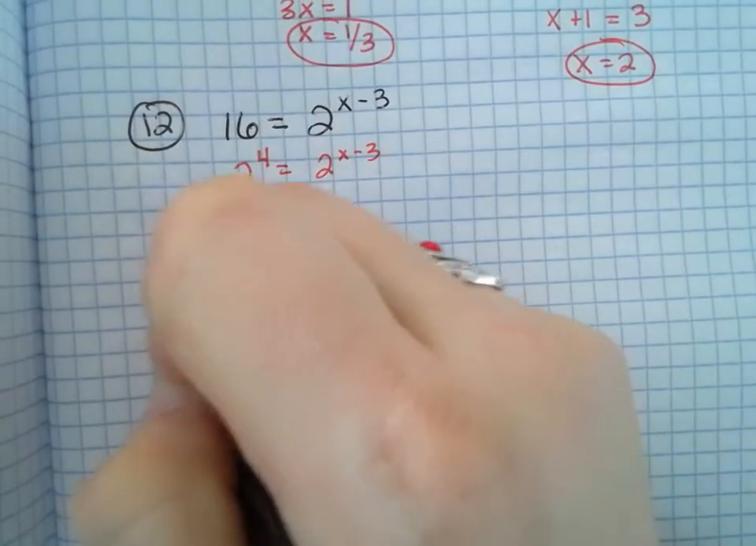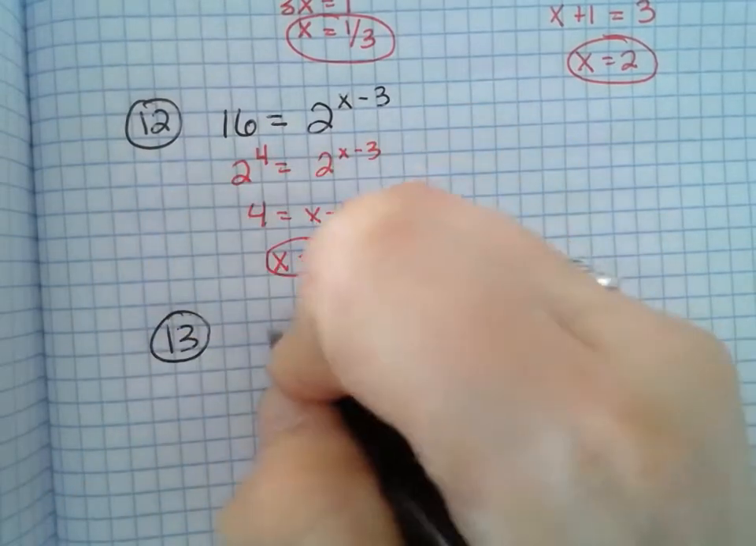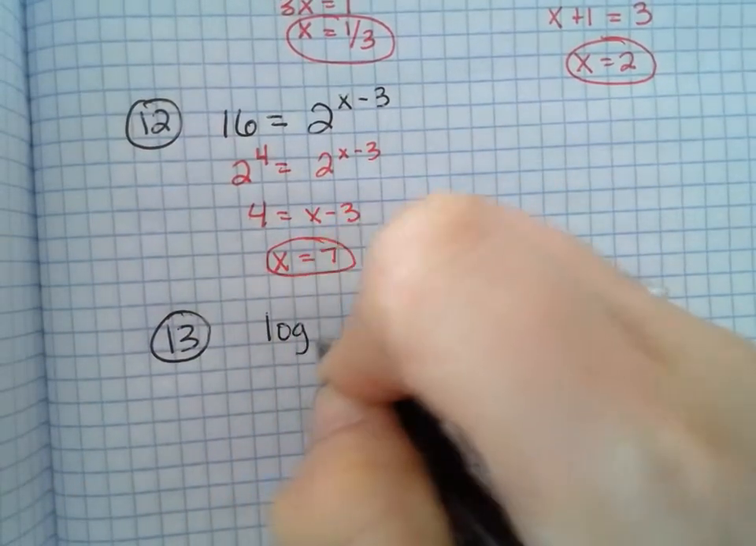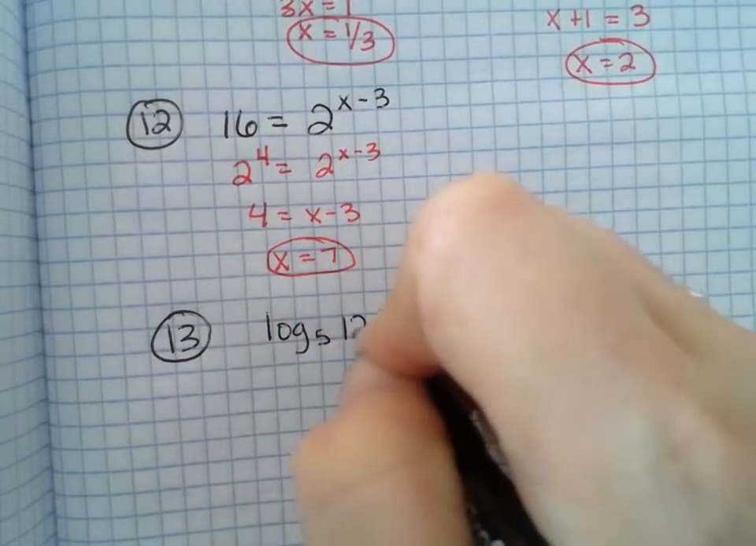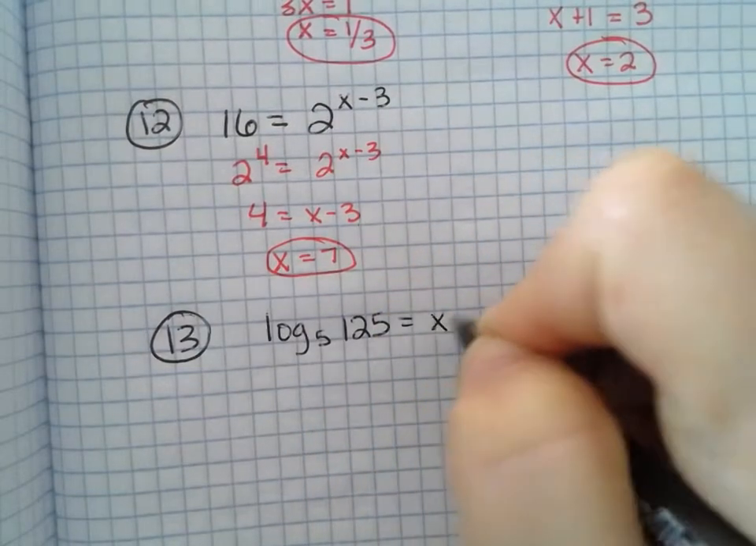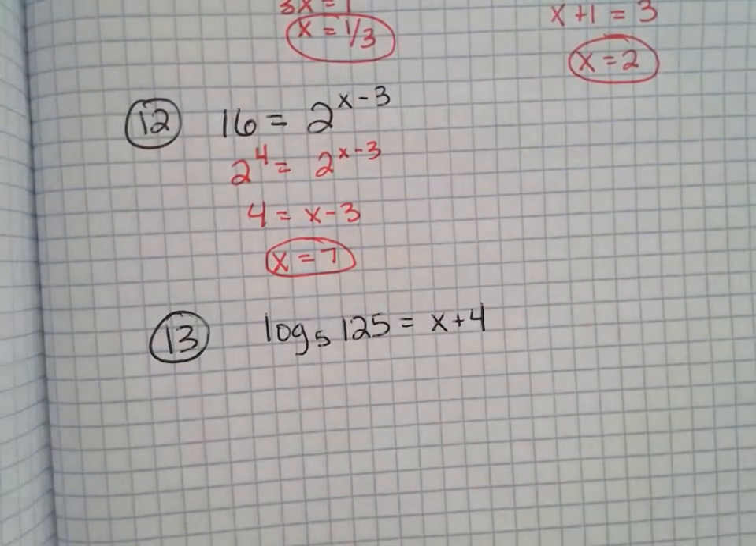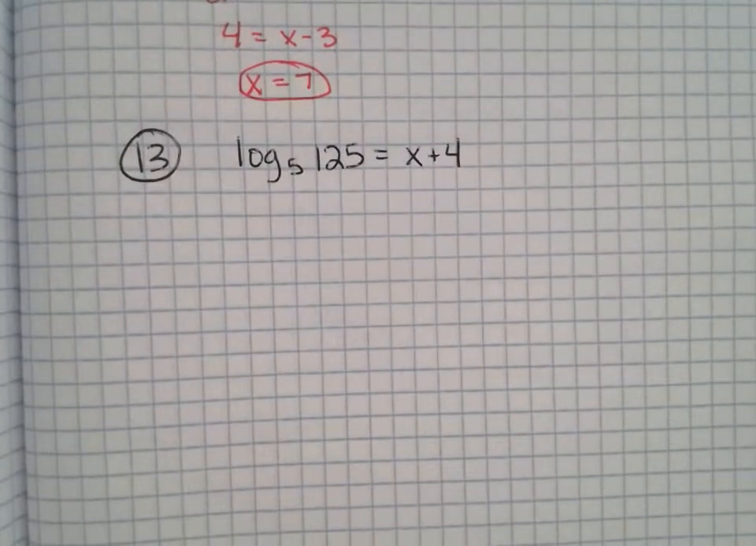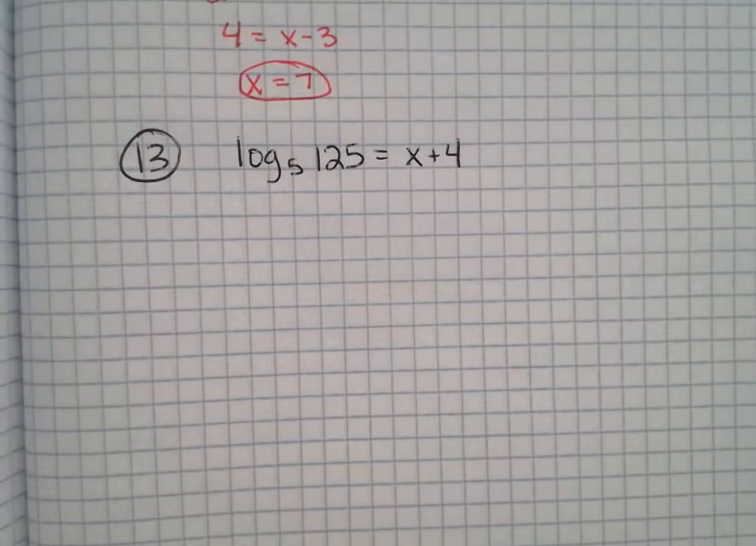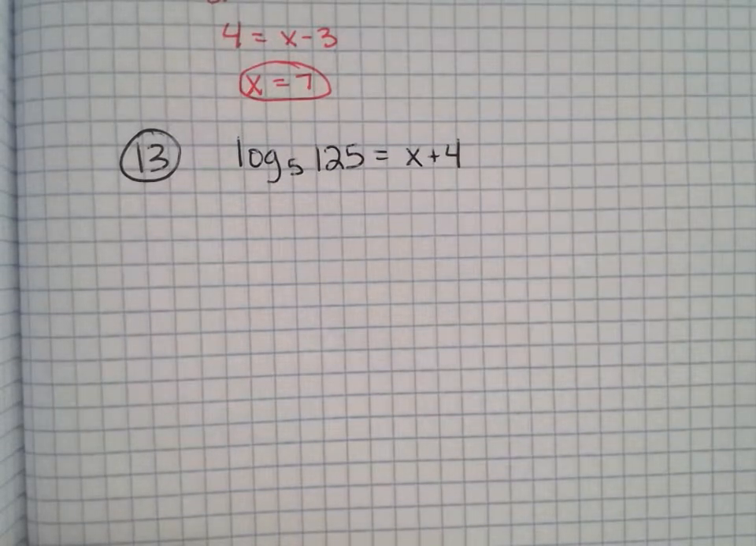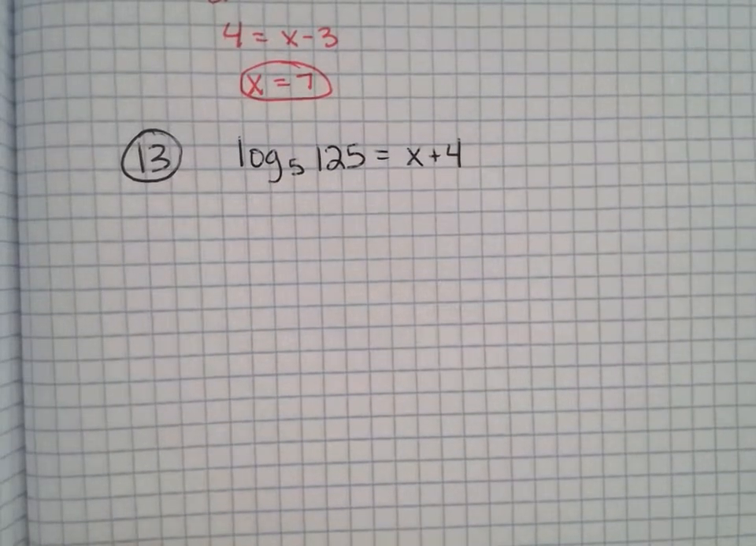Example 13. Log base 5 of 125 equals x plus 4. Well, Ms. Cleveland, I can do this one in my head too. Let's work through the process so that when it gets more difficult, you know what you're doing. Some of y'all are looking around like, I could not do this in my head. That's okay too.